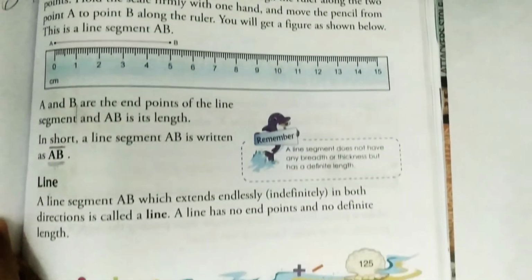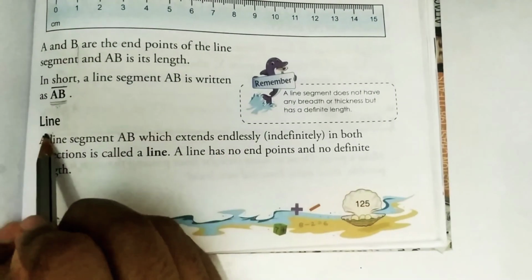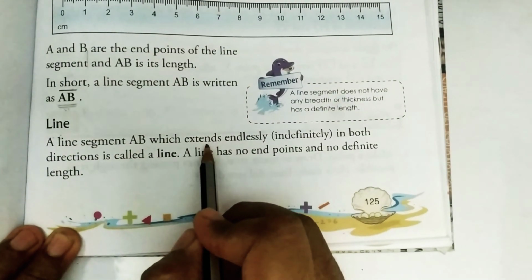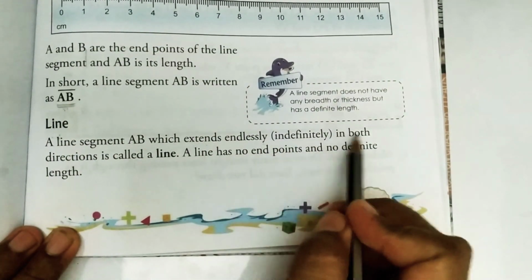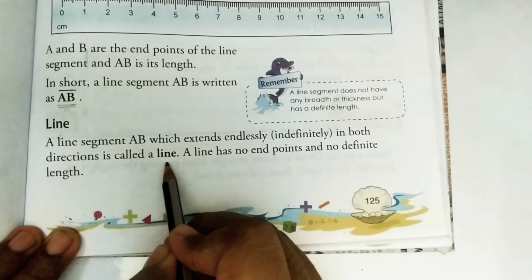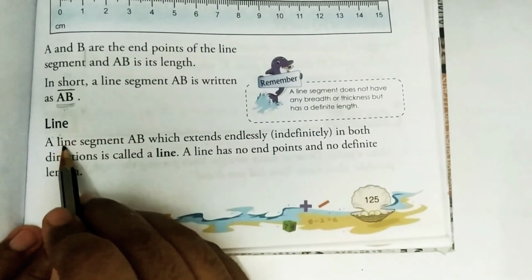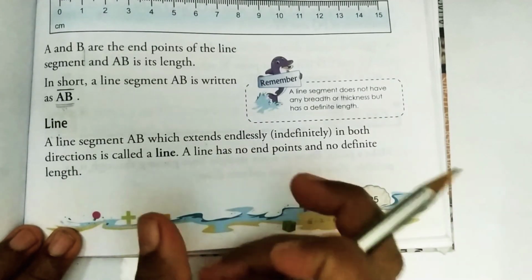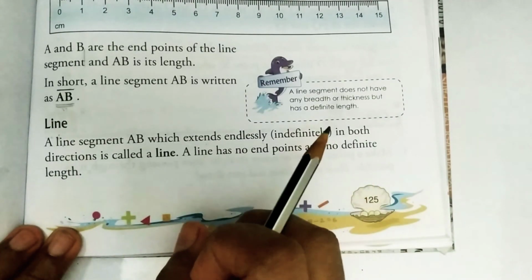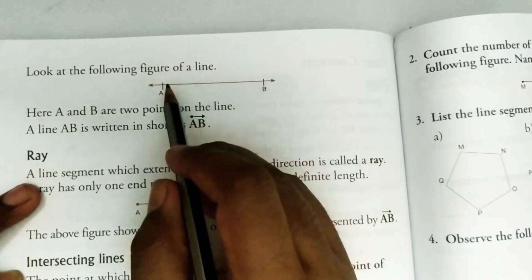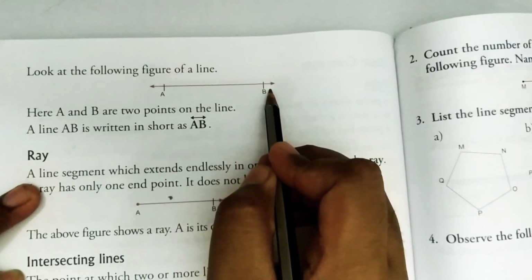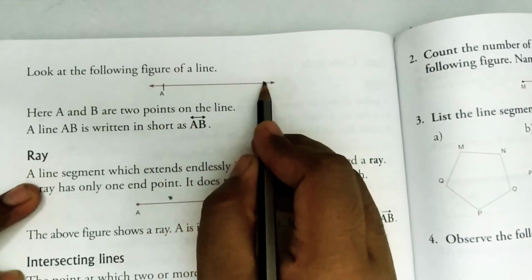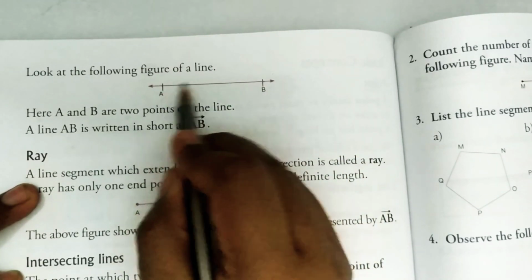Now let's move to the next point. Line. A line segment AB which extends endlessly in both directions is called a line. Okay, so a line does not have a fixed size. For example, this is a specific line AB. Okay, here it has points A and B on it, but these are not the end points.